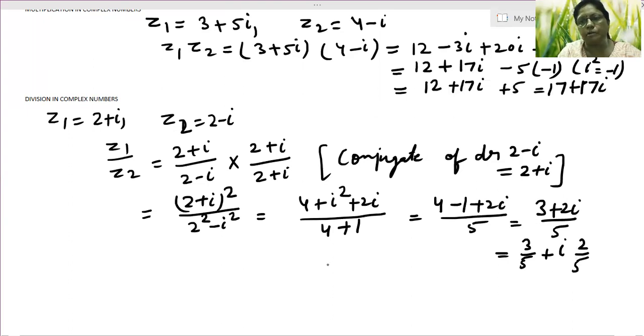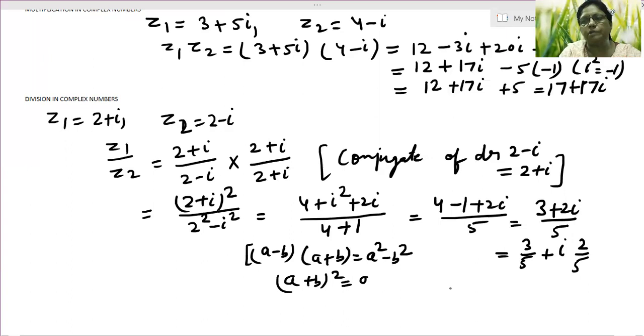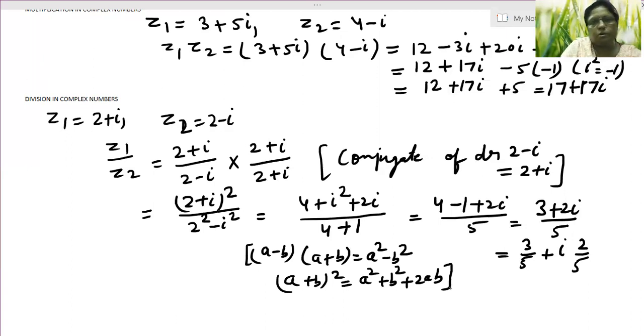So here what we have applied? We have applied the identity (a minus b)(a plus b) is equal to a square minus b square. Similarly, (a plus b) whole square equals a square plus b square plus 2ab. Okay. So these are the identities which we have used here. Okay. So in that way, we have studied about addition, subtraction, multiplication and division.